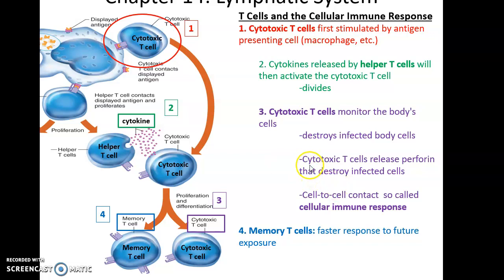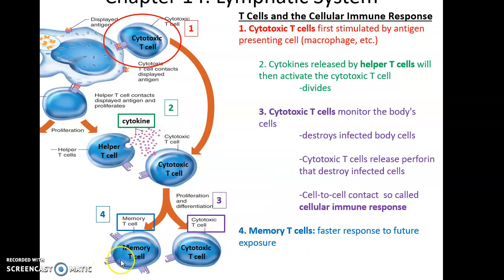All right, the way to do it, the cytotoxic T cells release those proteins called perforins that then destroy the infected cell, similar to how natural killer cells function. And this requires cell-to-cell contact. So this is why this is a cellular immune response. Our own cells, the cytotoxic T cells, have to find the infected body cells. And again, the only way they can recognize them is by touching them and then destroying them.